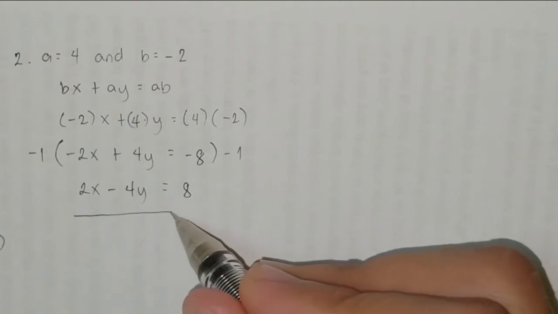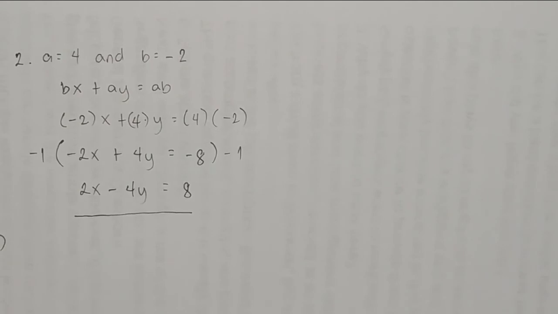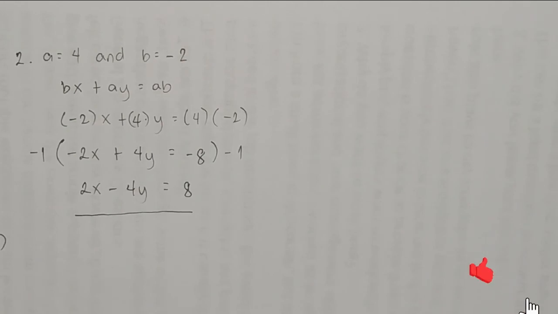And this will be our equation of the line from the x-intercept 4 and y-intercept negative 2. Ang equation of the line na nakuha natin ay 2x minus 4y equals 8 in standard form. And that is how you get the equation of the line given the x and y intercept.